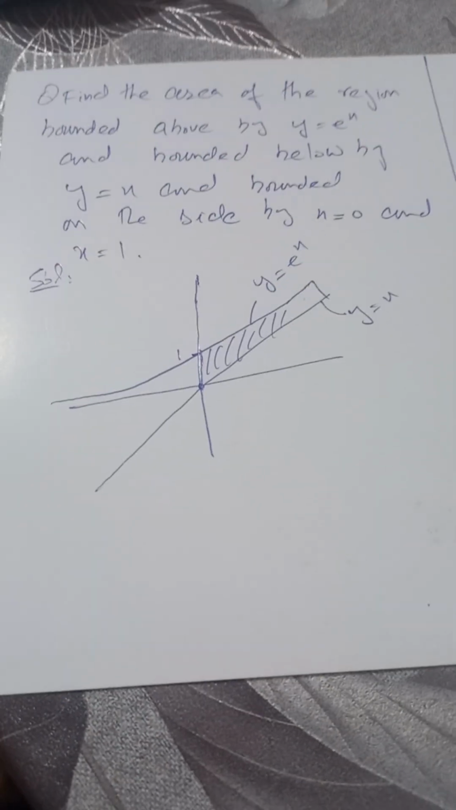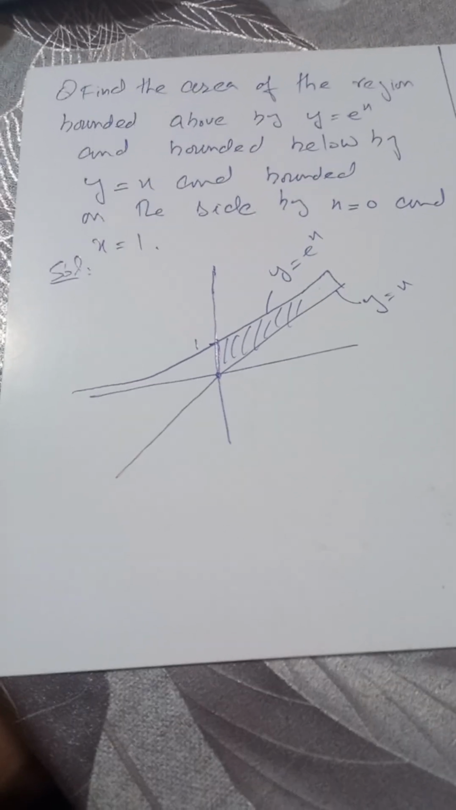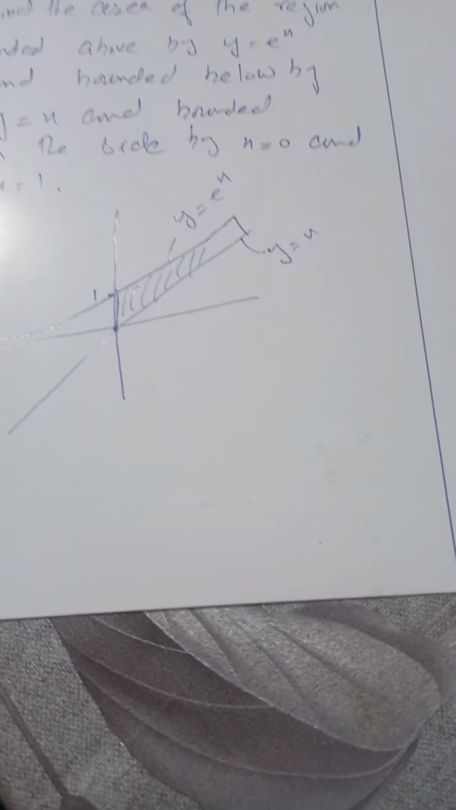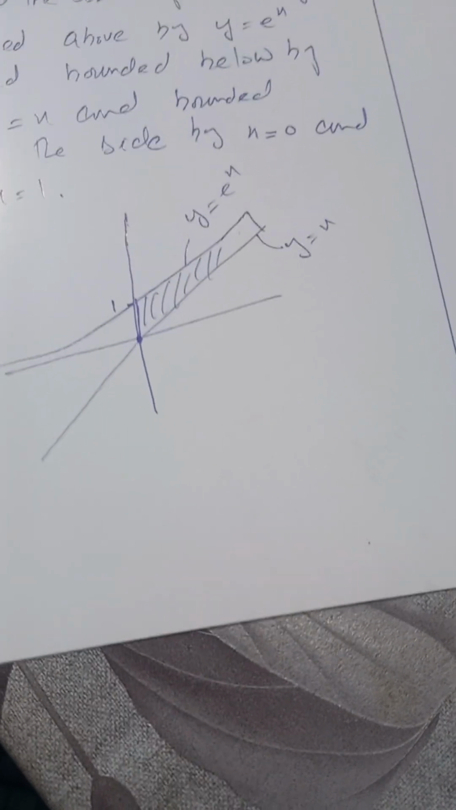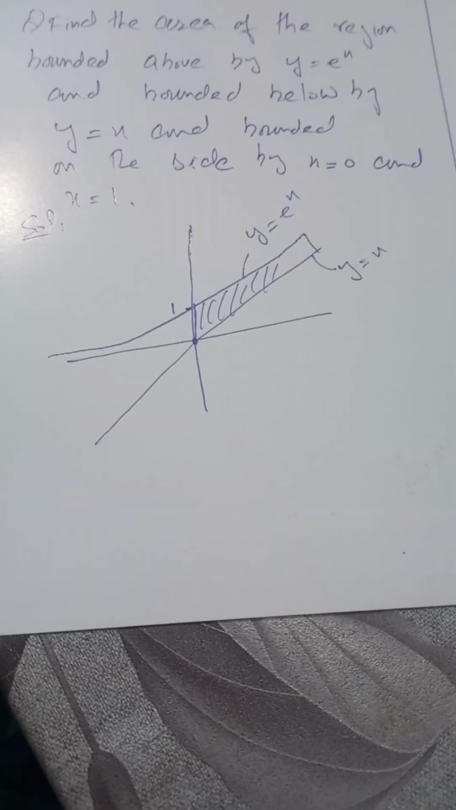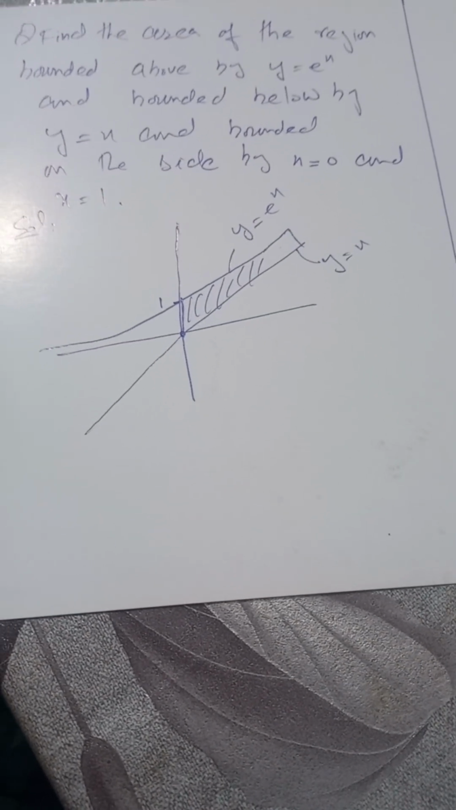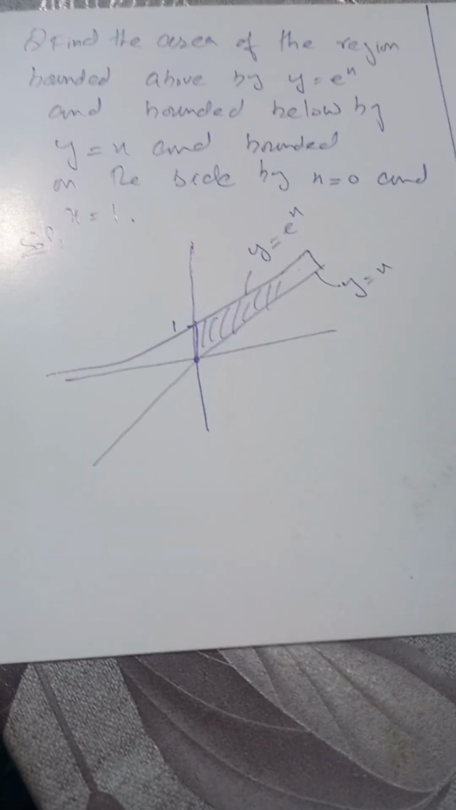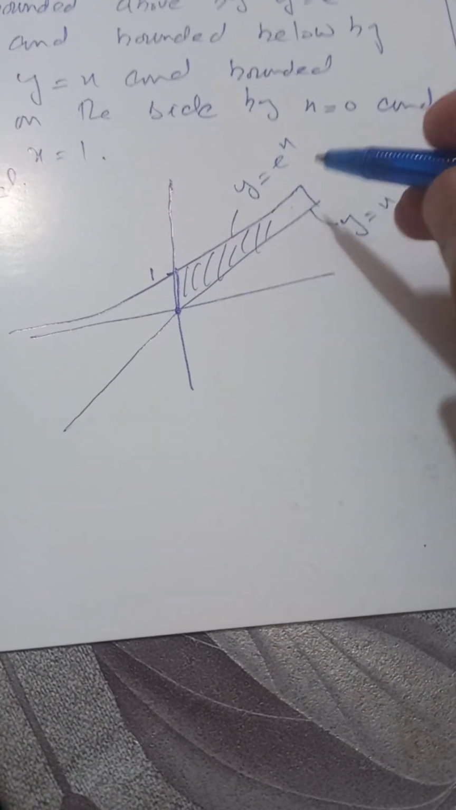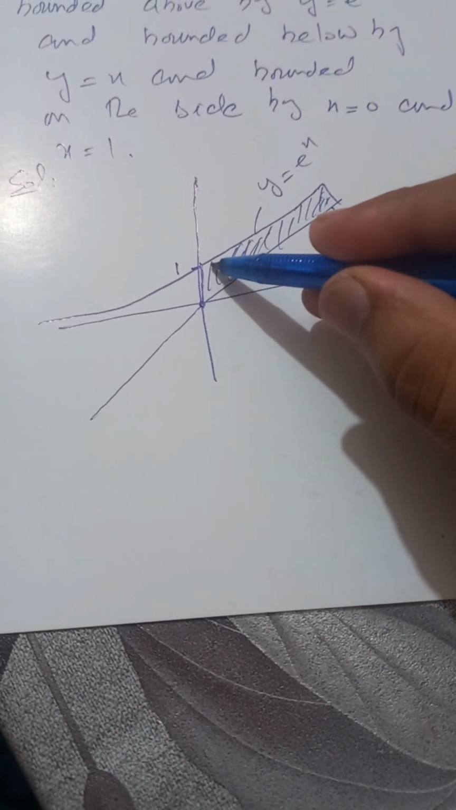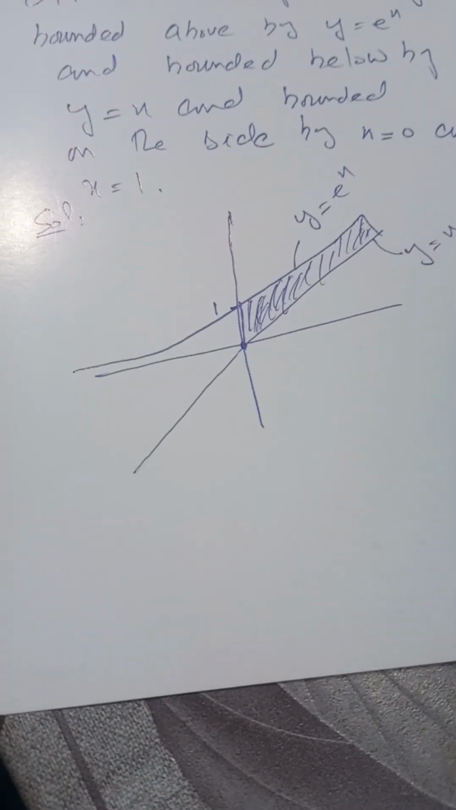Today our question is about area, and we want to find the area of the region between two curves. One is y is equal to e raised to power x, and the other is y is equal to x, bounded on the side by x is equal to 0 and x is equal to 1. First we draw the graph of these curves and see which area we find in these boundaries.